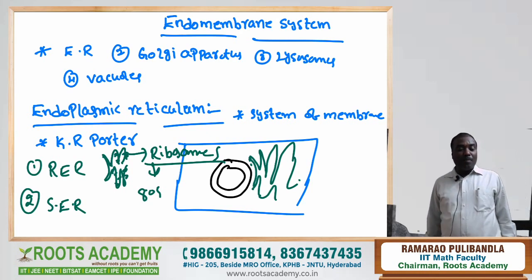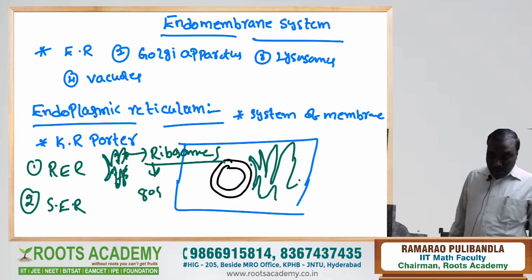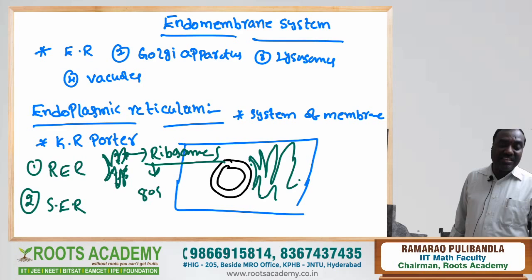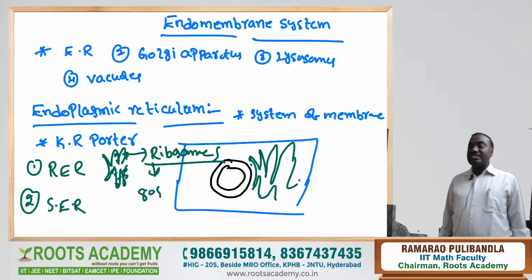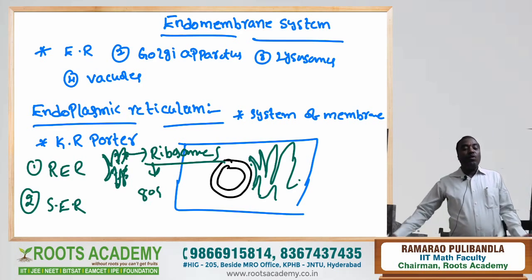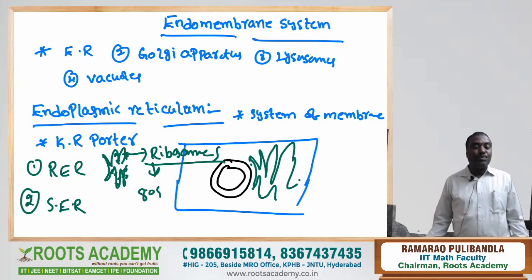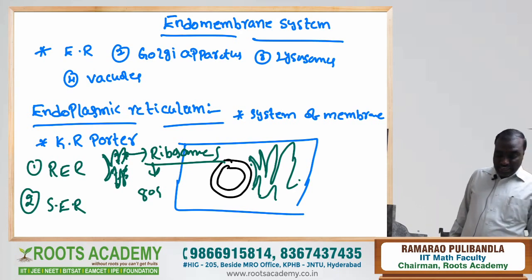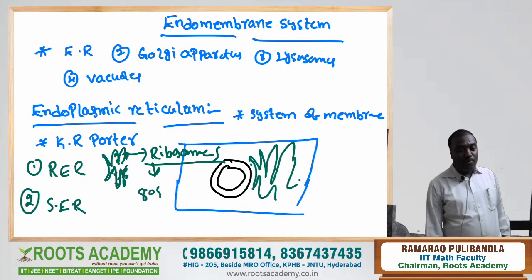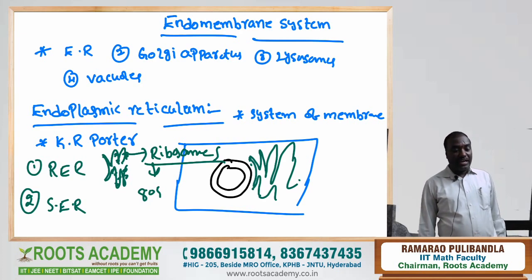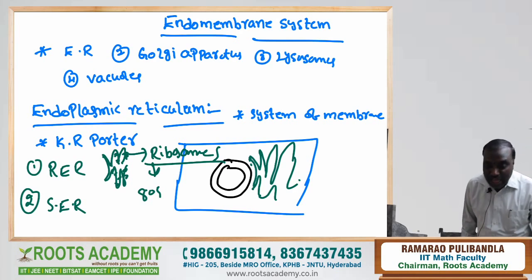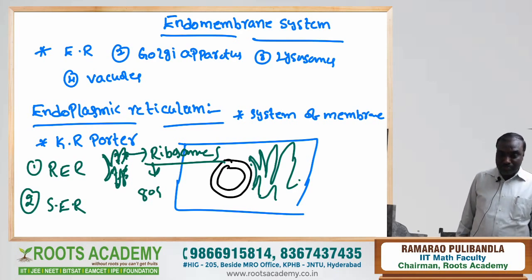Next, smooth endoplasmic reticulum. Smooth endoplasmic reticulum is concerned with lipid synthesis and detoxification of substances. What is detoxification? Removal of toxic substances such as pollutants, carcinogens, and other drugs also. So, detoxification is carried out by smooth endoplasmic reticulum, especially in the animal cell.